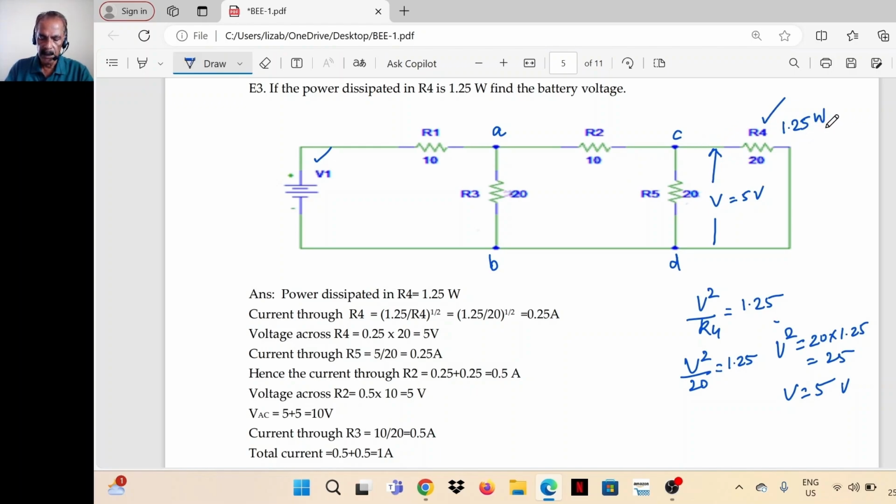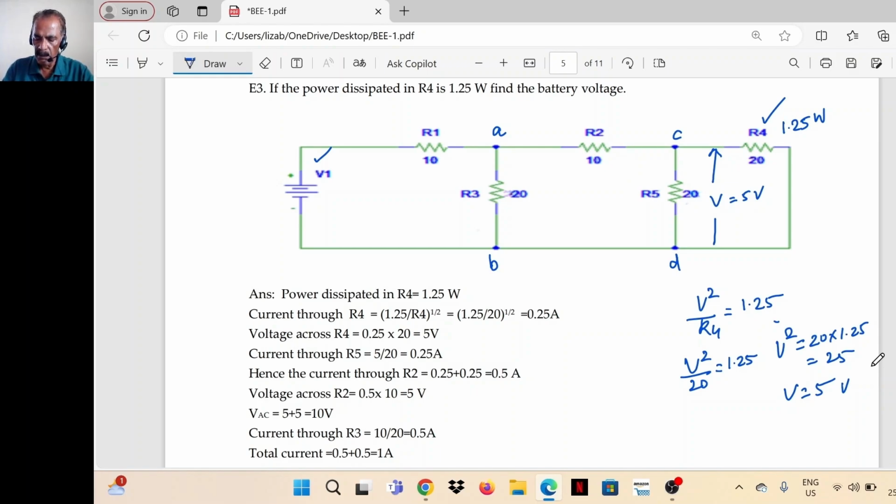So from the given information, it's given that the power dissipated in resistor R4 is 1.25 watts, and let's assume a voltage of V across terminal C and D. So V square divided by R4 is 1.25 watts, because R4 is connected between C and D. So R4 is 20 ohms. So V square divided by 20 is 1.25. So V square is 20 into 1.25, 25. So V is equal to 5 volts.